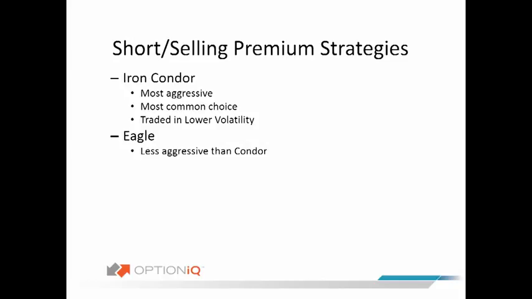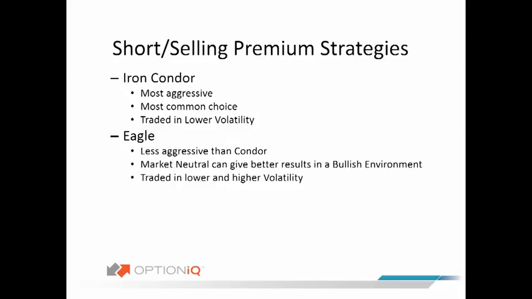The next one's known as the eagle. Based on our opinion of this trading strategy, it's less aggressive than the iron condor. It's also market neutral. It can give you better results in a bullish environment. In a bullish market like we've been in recently, this can be a great strategy to utilize because it tends to do better in an upward trending market than it does in a sideways or down moving market. So it's kind of a market neutral strategy. This one can also be traded in lower volatility, but you can also use it in higher volatility.